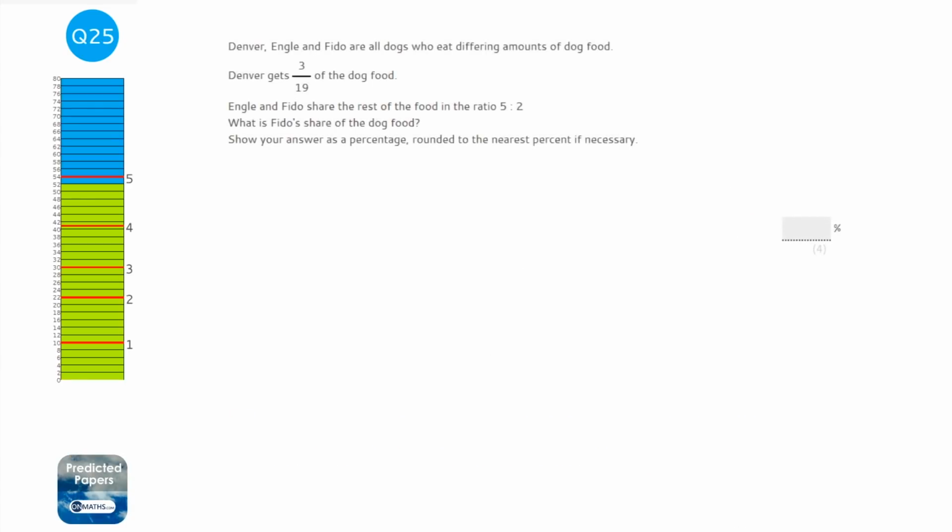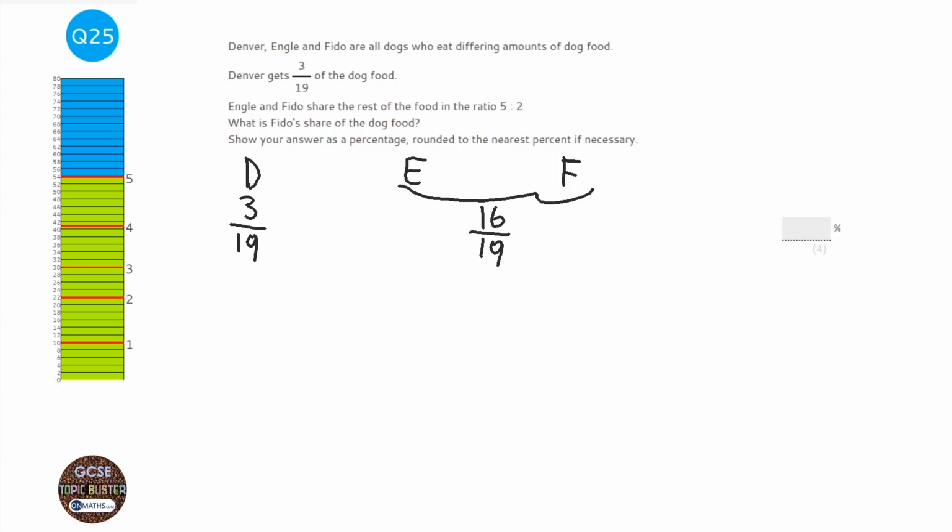Okay, so this is quite a tricky question because it mixes fractions and ratios together, but we've got to be comfortable with that. So I'd first of all just show the information so that I can get my head around it. So we've got Denver, who as a fraction has 3/19 of the food, and so that leaves how much? Well, we've got a calculator, so we could just do 1 take away 3 over 19 on the calculator, but we know that that's going to be 16 over 19. So we can kind of ignore Denver now, because we used Denver's amount, or fraction of the food, to work out Engels and Fido's combined.